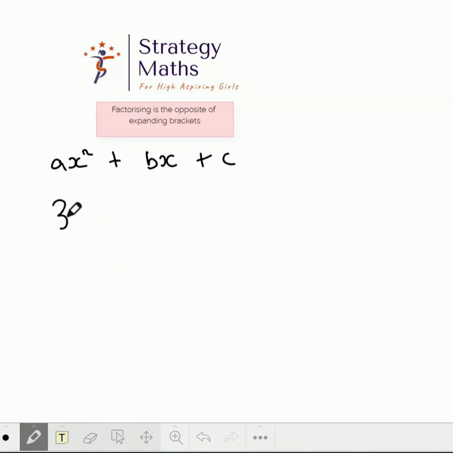Okay, the next question that we're going to look at is 3x squared minus 16x minus 12. So the first step is to multiply 3 and negative 12 together, which is minus 36. And we need to think of two numbers that multiply to make minus 36, but they've got to have a sum of minus 16.